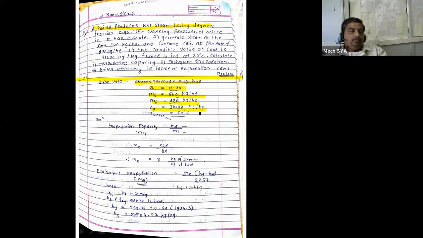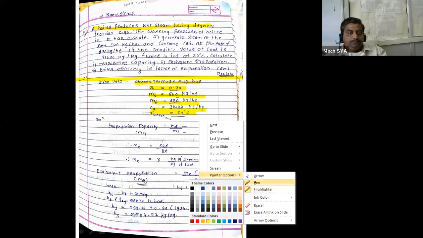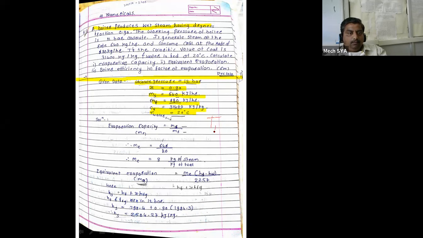And that coal has a calorific value of 31,400 kilojoule per kg. And the temperature of feed water, TFW, in short, is equal to 20 degrees Celsius. Now, from this, we can calculate the evaporation capacity.